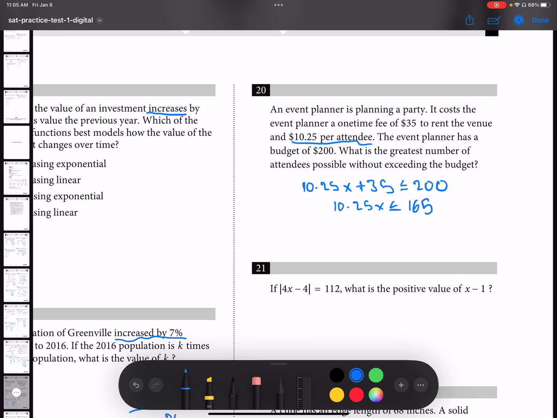Okay, so we're done with that. Now we see that we're left with 165 divided by 10.25. That would give us 16 point something. So that means without exceeding the budget, we would get a decimal for this, but we have to go with the lesser value because if we go above, that would go over the budget. So that means the greatest whole number would be 16.